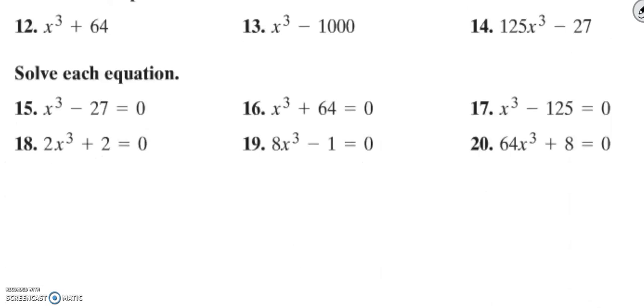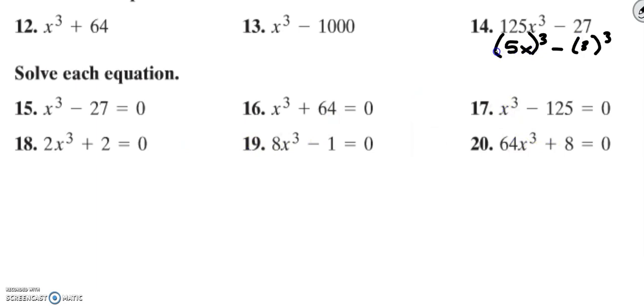I am going to begin by looking at number 14 because I believe 14 might be the most difficult as it has a factor in front of the x cubed. So the very first thing that I want to do is identify what is the cubic root of 125x cubed. And in this case, that would be 5x quantity cubed. And then minus the cubic root of 27 is 3. So that would be 3 cubed.